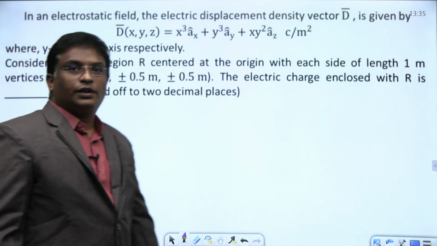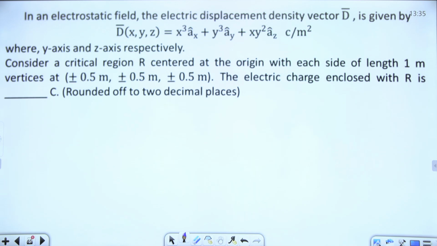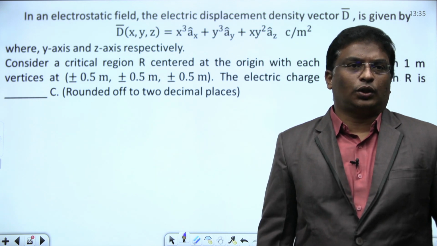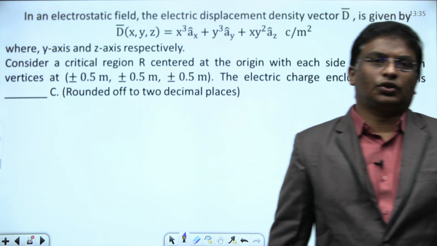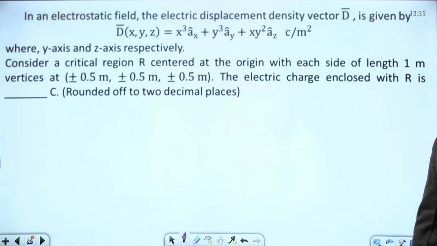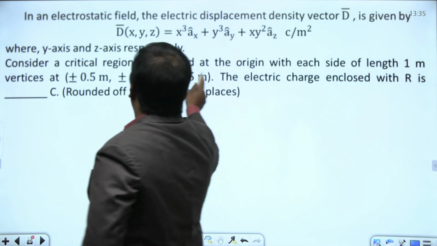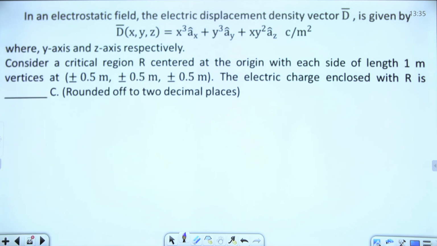Right. One question they asked here: in an electrostatic field, the electric displacement density D bar is given as a D bar equal to, where y-axis, x-axis respectively. Consider a cubical region R centered at the origin with each side of length 1 meter, vertices at plus or minus 0.5. This seems like a cube. They are asking us to determine the electric charge enclosed, given D bar.